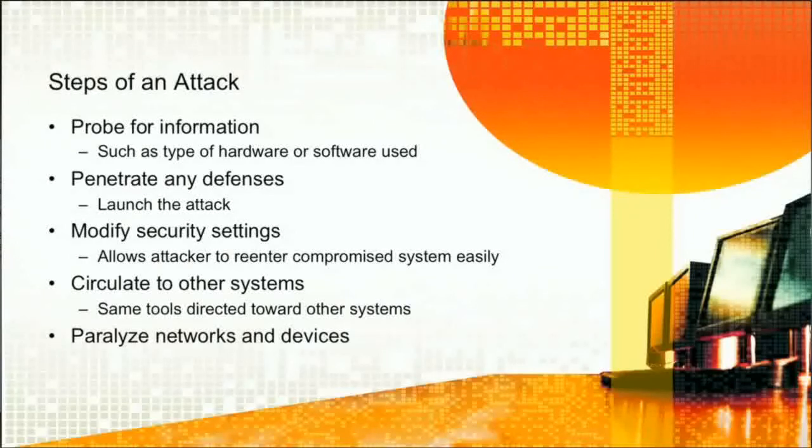It starts with probing. They're probing for specific information or trying to find the soft target, if you will. Then the actual penetration. They'll launch an attack against their identified soft target. Then the modification of security settings. This allows the attacker to continue to re-enter and compromise the system easily without detection. Then circulate to other systems. Same tools directed towards other systems using usually the same soft target found in the first. And then finally to paralyze the network and or the devices.